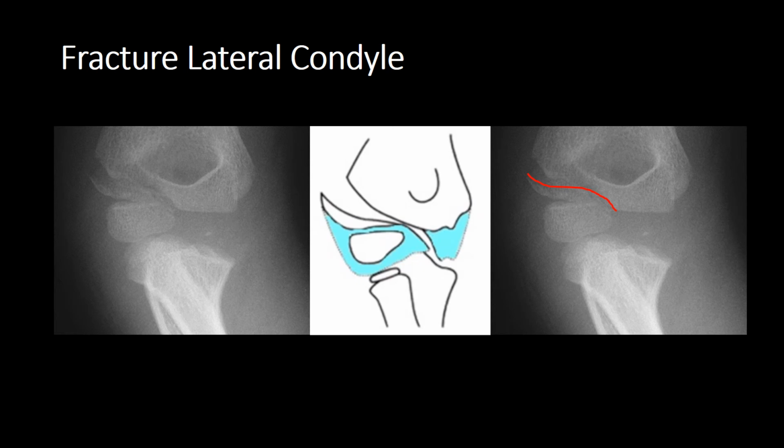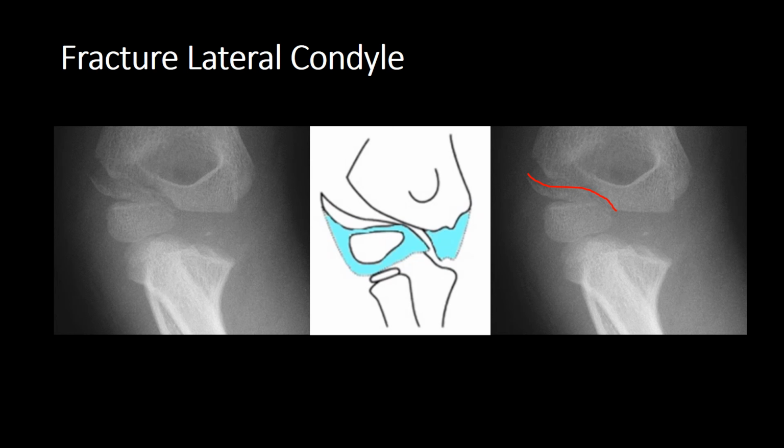We can see there is gross soft tissue swelling, and we can see that there is a distracted fracture through the lateral condyle. Importantly, we can see that the capitulum is still in alignment with the fractured lateral condyle, and so therefore this entire portion has broken off and has been displaced laterally.